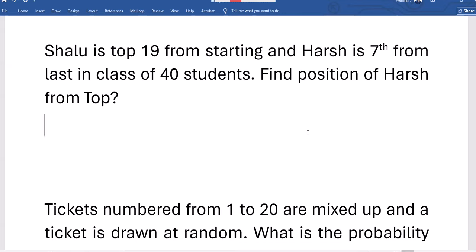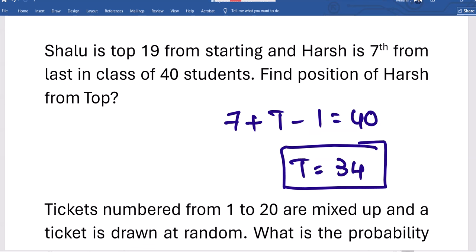Answer is 34. They can ask you a numeric type question. You can consider this as a numeric. 34 is the answer. Harsh is 7th from last. From the top it should be 34. 7 plus 34 minus 1 is 40 total. Shalu is given unnecessarily in the question. Clear with this? Next, a probability related question.